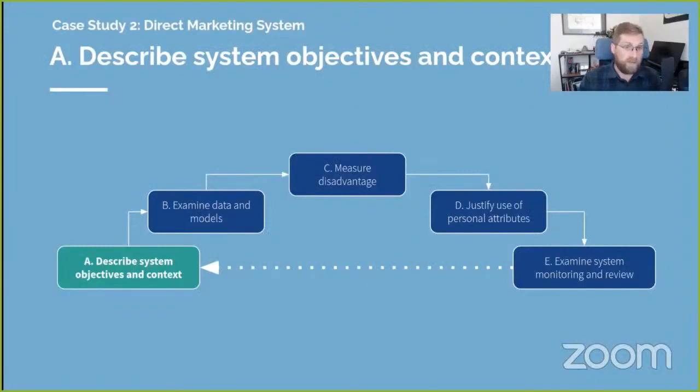So let's dive into the five parts of the assessment itself for this system. Similar to the first case study, we're not going to have time to go through question by question. What I'm going to try and do is just give you a highlight reel and refer to the document for the really meaty stuff. So part A starts with the system objectives and context. This would typically be completed by the product owner or senior manager responsible for the system, and usually within the bank.